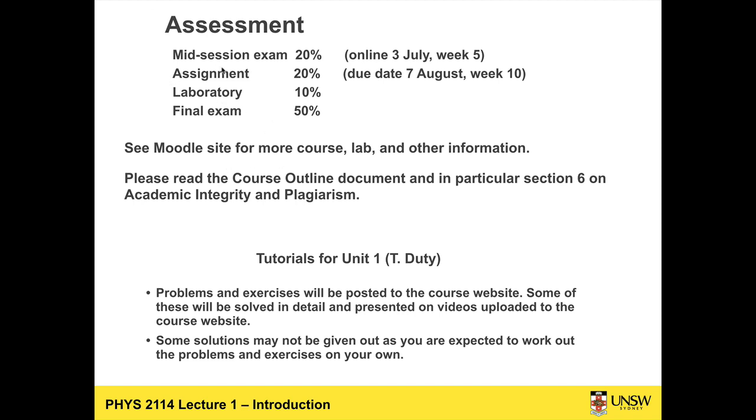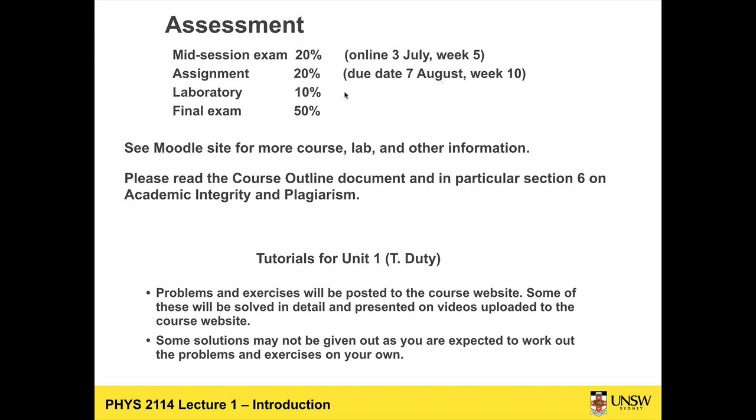I've just copied this from the course outline. The midterm exam is 20%. It's online. It will be given on the 3rd of July, which is week 5, probably during the normal course meeting times. So if you have experience from term 1, you know that we'll post this to Moodle. You'll have a certain amount of time to complete it, and then you'll have to scan in your solution and upload it. A similar procedure will be done for the assignment as well, whose due date is scheduled for 7 August, which is week 10, and you'll have a week or two. The assignment will be given out a week or two in advance of this.